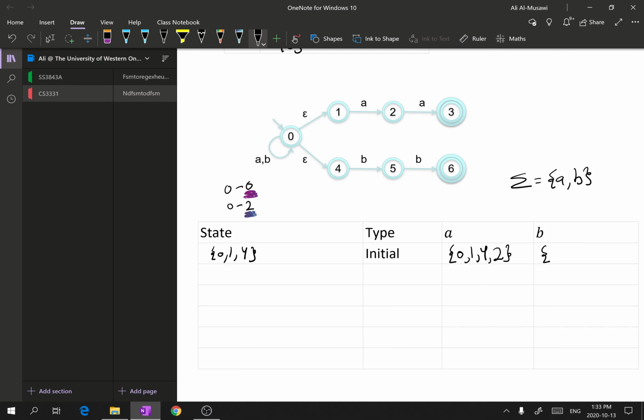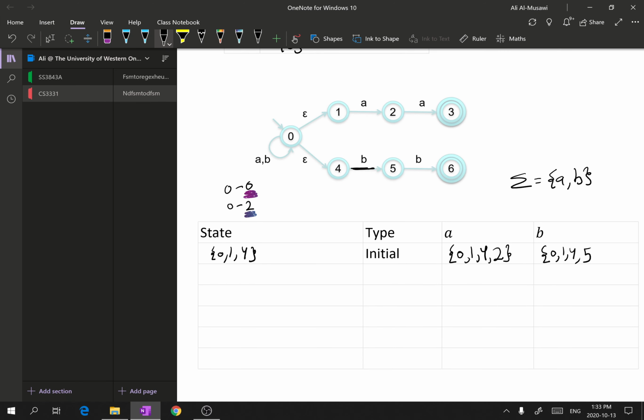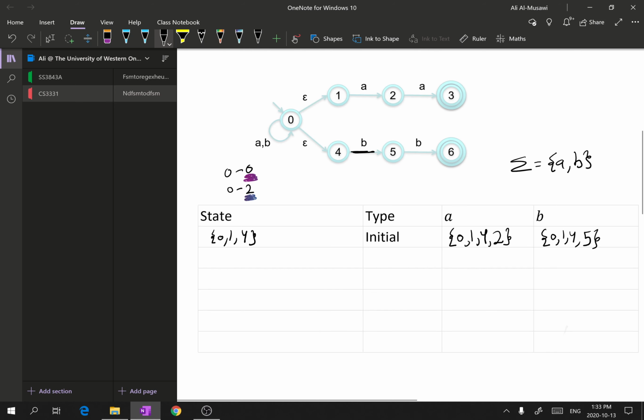Now on B, I'm going to do the same thing. From 0 to 0, I have to include the epsilon closure of 0. Okay, next thing I have 1 on B, I can go nowhere, so I don't include anything. Next thing is 4 on B. So 4 on B is over here. I have to include 5 plus the epsilon closure of 5, but there is nothing in the epsilon closure of, well, there is 5, so I don't include 5 again. Okay, so that's good. All right, that concludes this.